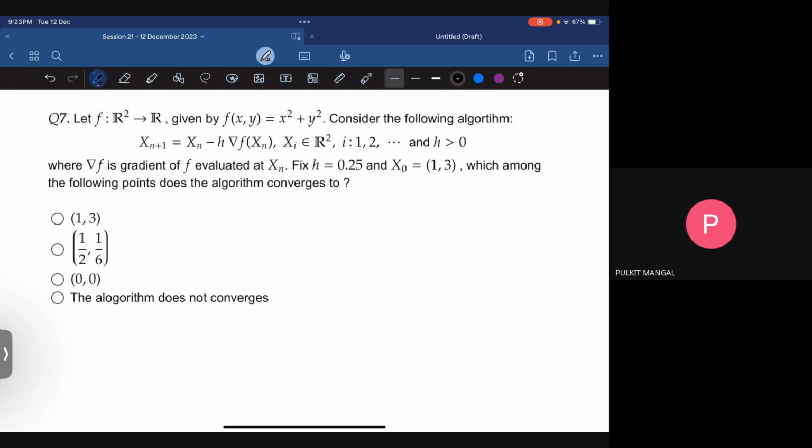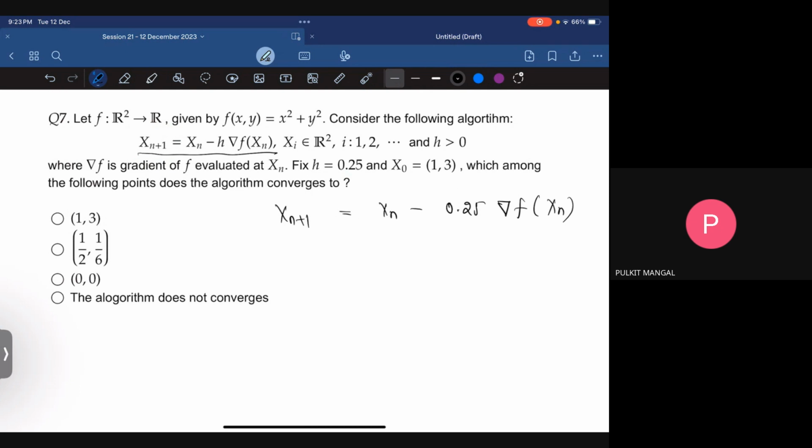So the same type of function is given here, where xn plus 1 and xn are vectors. This h we are fixing to be some value 0.25, and my initial vector here is 1 comma 3. So if I simplify this, given here is xn plus 1 is equal to xn minus 0.25 gradient of f at the point xn. Then it is asking which of the following points does the algorithm converge to.